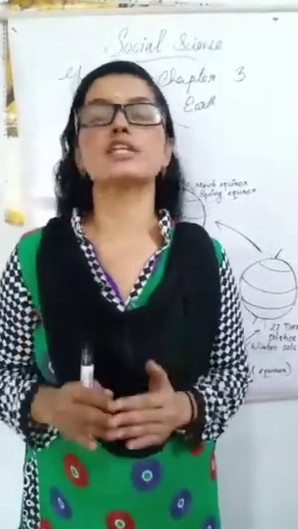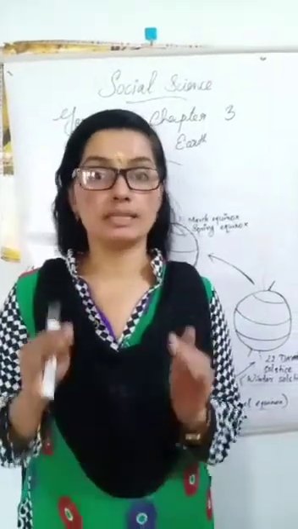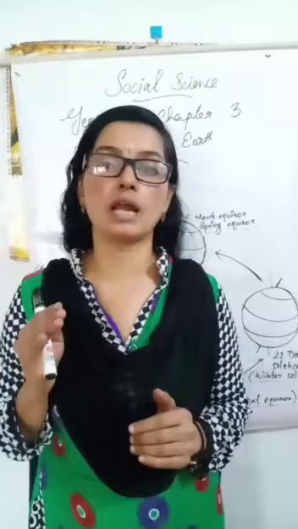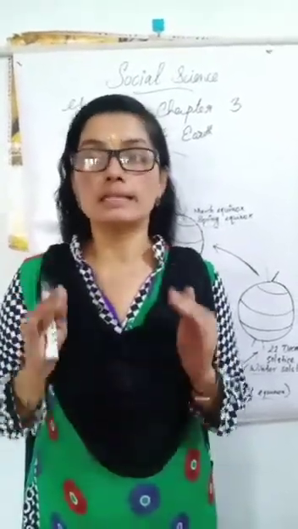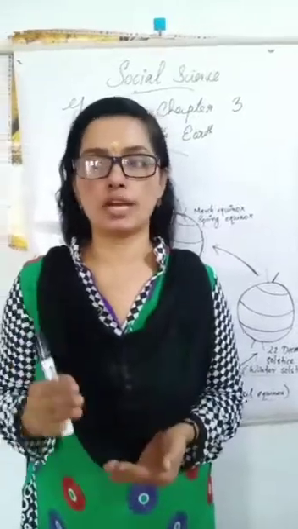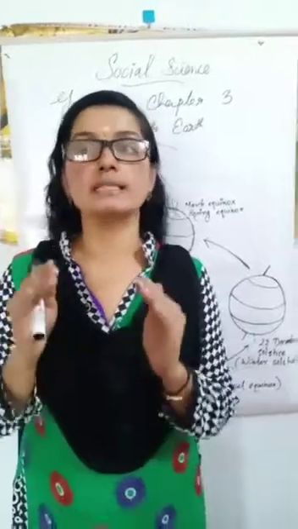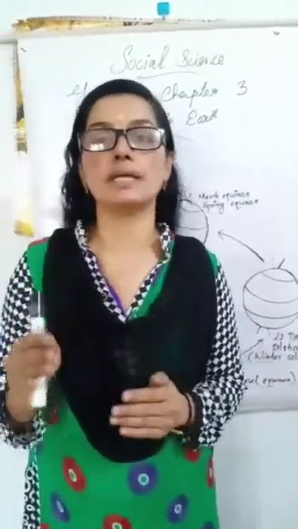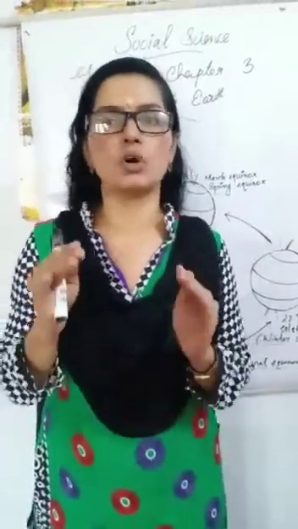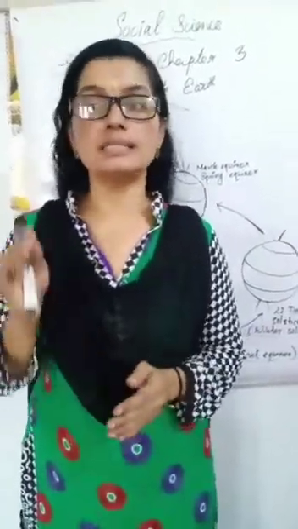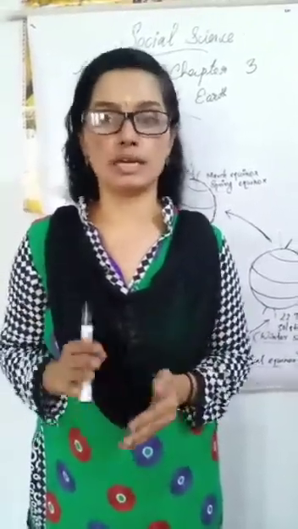The earth takes 24 hours to complete one rotation on its axis. The period of rotation is known as the earth's day. This is the daily motion of the earth.